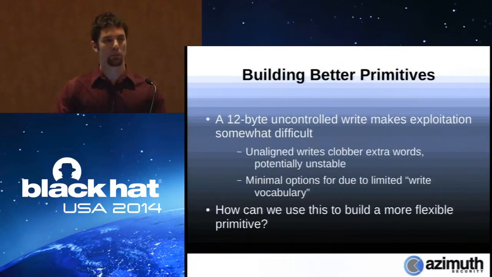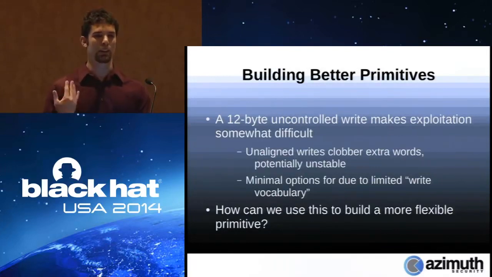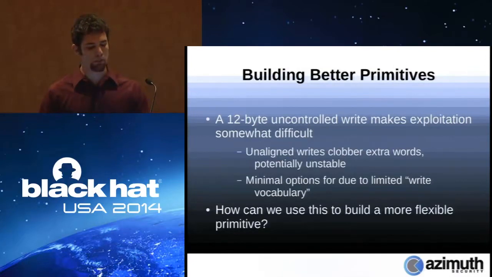difficult. So the first thing that's a little bit tricky is that because it's a 12-byte write, if we want to overwrite one word in memory, then we're necessarily clobbering two adjacent words to that, which could potentially lead to instability depending on what the target is. And then additionally, probably more importantly, we have very minimal options in terms of what we can do because we have this very limited vocabulary of what we can cause to be written in secure memory. You know, we only have zeros, a 12, and a 1. And that's fairly limited. So the challenge here is actually coming up with a way of using this first exploit primitive to build a more flexible one that allows us to achieve our goals.